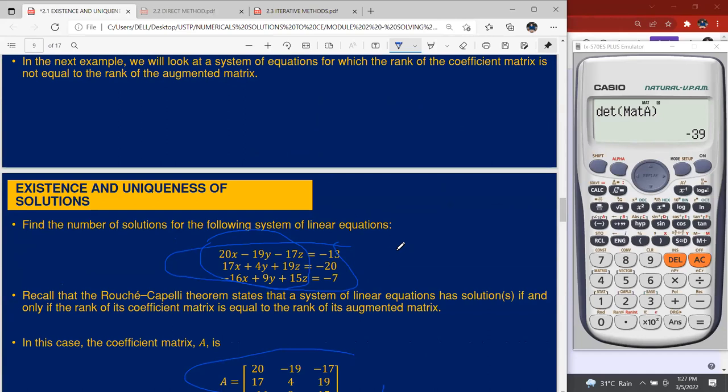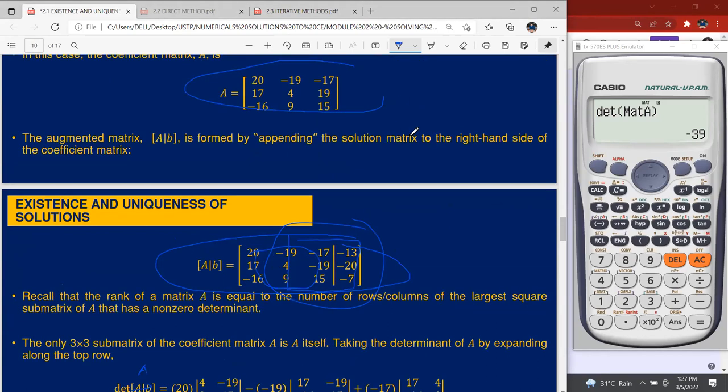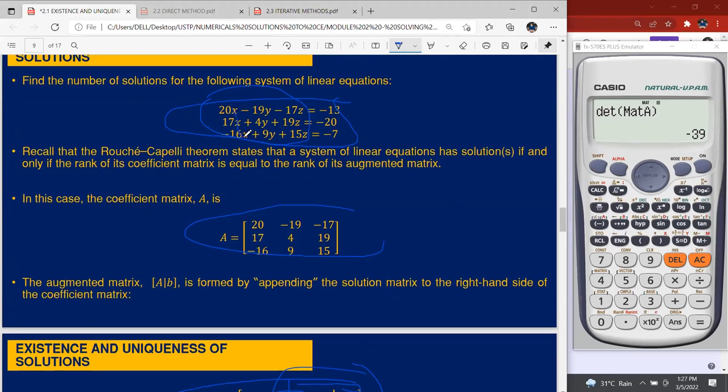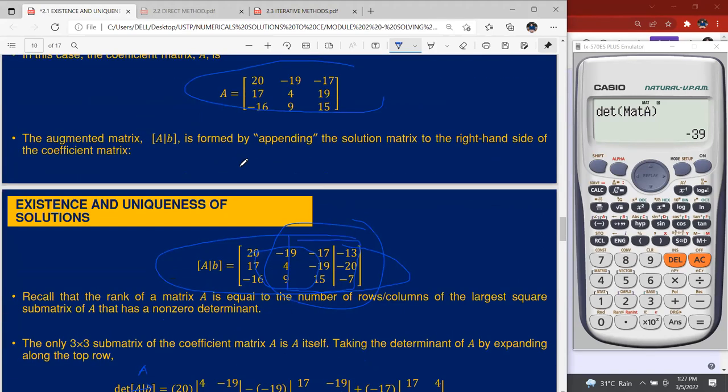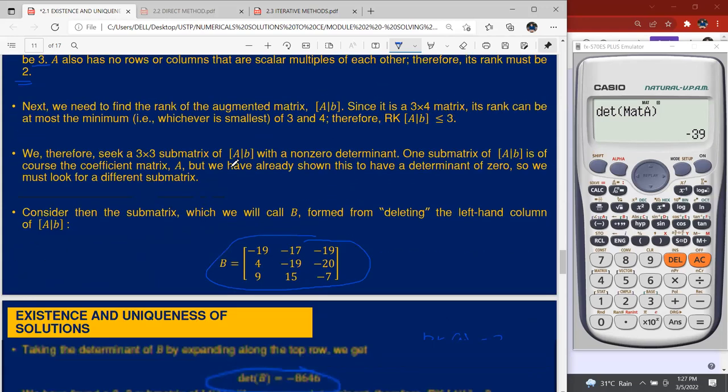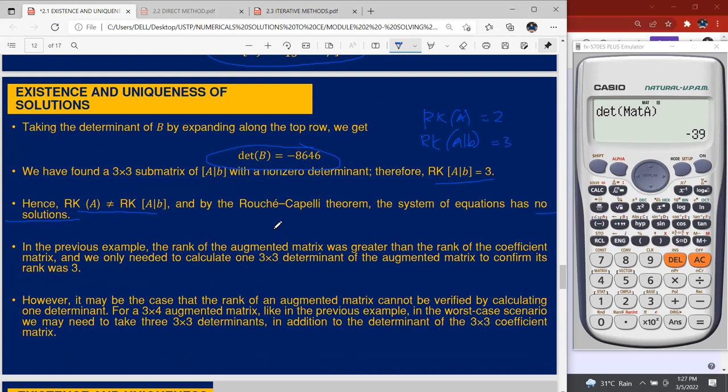Later on, we will introduce determining the values of x, y, z by the direct method or the iterative method. Before you analyze or solve for the values of x, y, and z, it is better, in fact necessary, to check first whether there is one unique solution, or no solution, and also whether there are many solutions. We need to avoid the last two. If, after determining by the Rouché-Capelli theorem, the equation has no solution or many solutions, it means we cannot solve the exact values of x, y, and z.